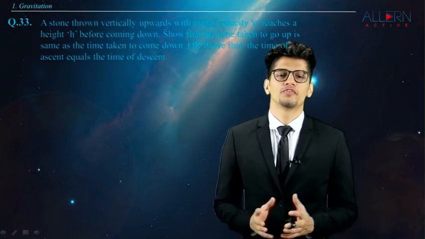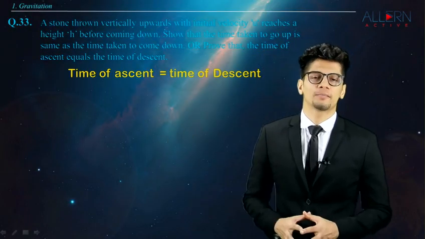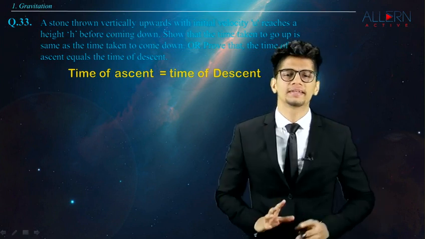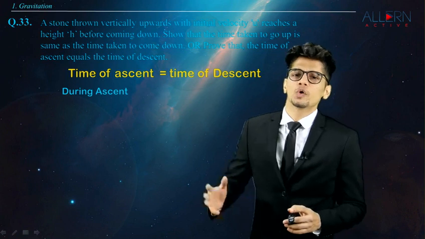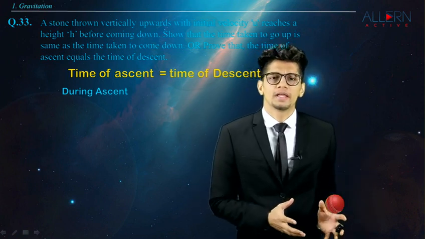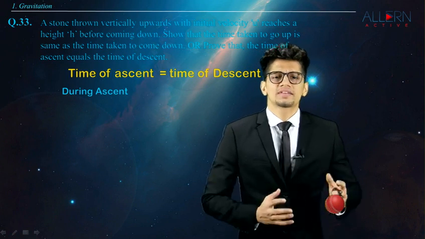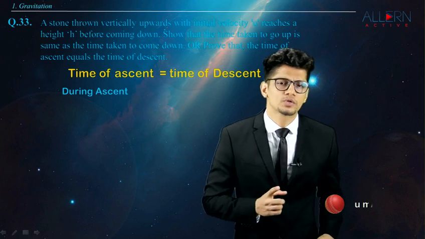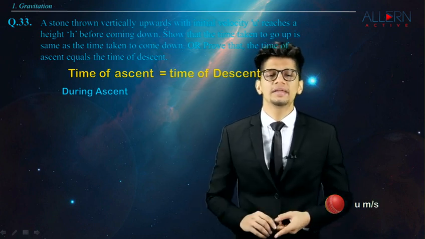So we have to prove time of ascent is equal to time of descent. Ascent means something going up, descent means something coming down. So let's take the scenario wherein something is going in the upward direction. If I have a ball with me and I throw this upward, obviously I will throw with a certain amount of velocity, and that will be the initial velocity, denoted by u meters per second.